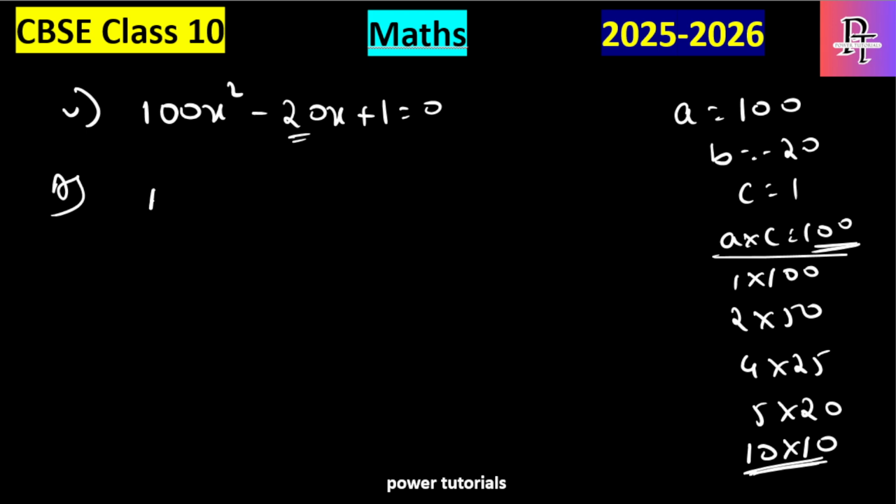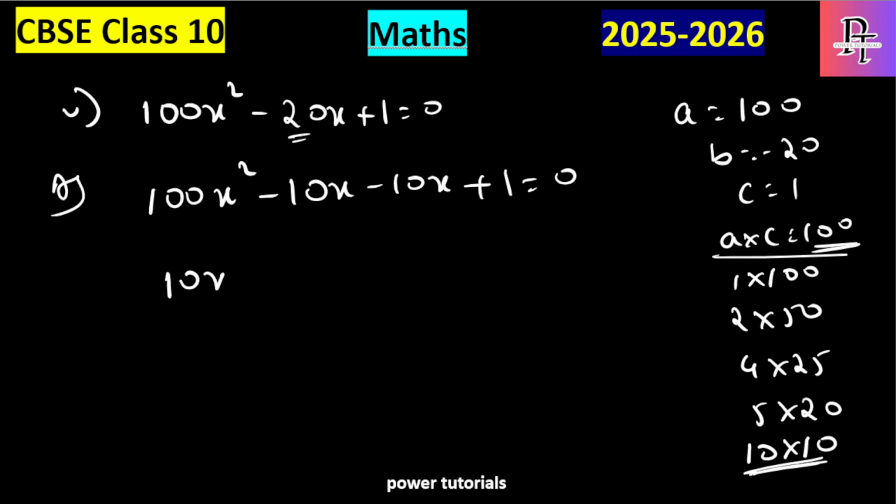So that's why we have to write minus 10x plus 1 is equal to 0. If we take minus 10, the value is minus 20. Minus 10 into minus 10 is plus 100. So it is satisfying. So let's take common here.